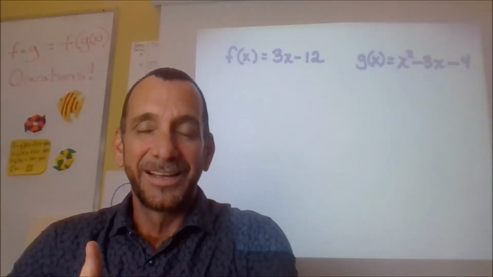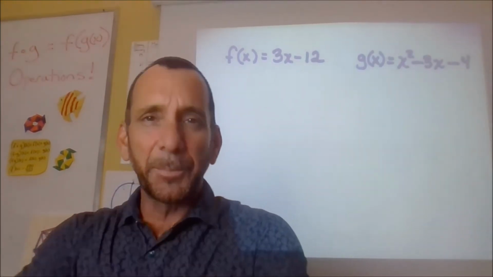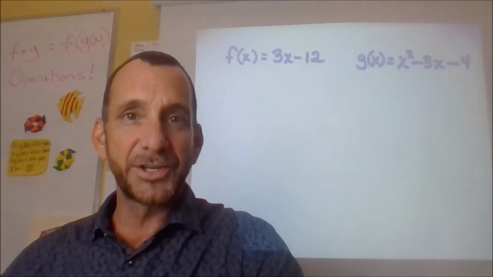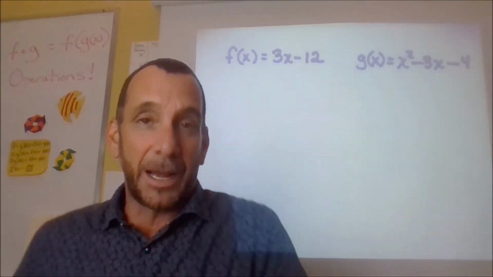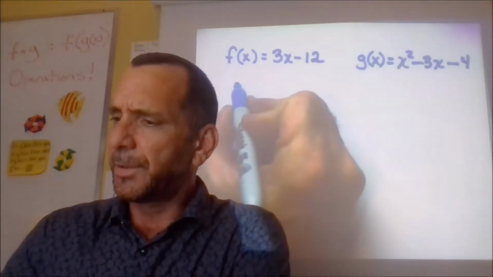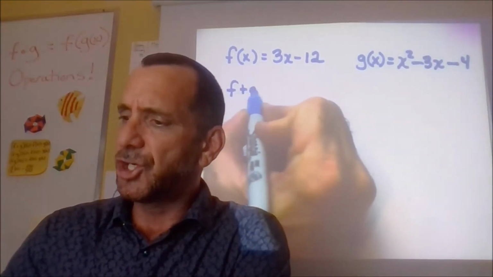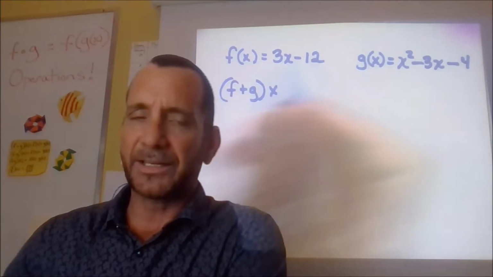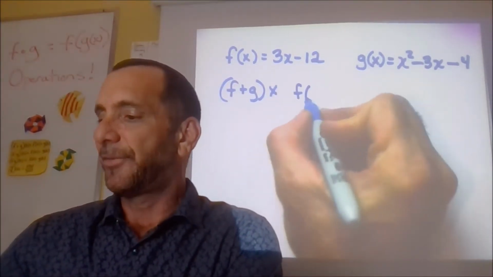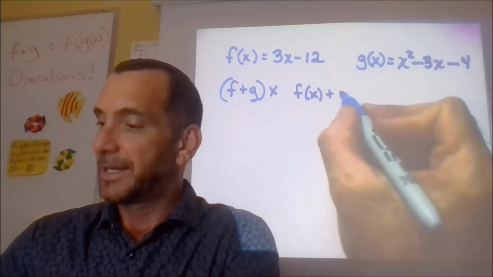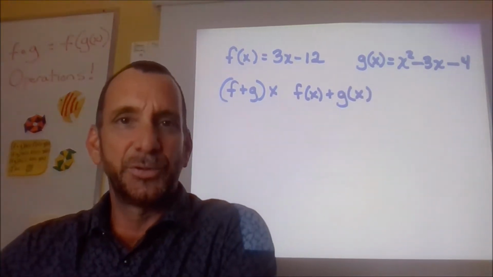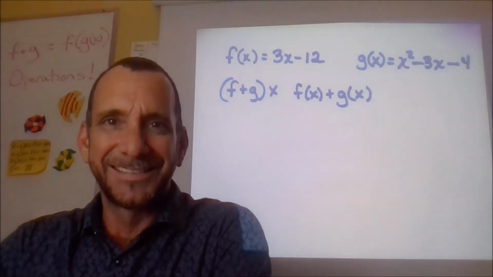Here we are. We are performing operations on functions. Now here we have two functions, and we're going to go through the operations. First, let's add the two functions. So we're going to say f plus g of x. That means we're just going to say f of x plus g of x. Well, let's add those two functions. It's pretty easy. Here we go.